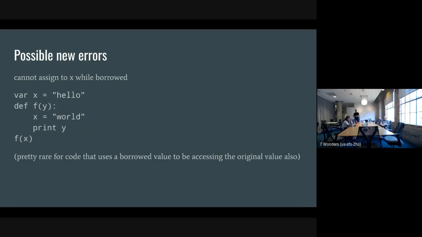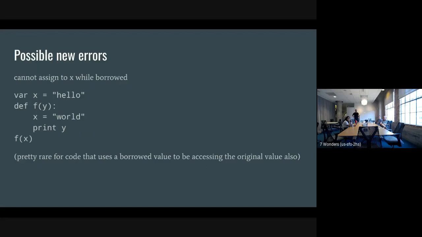So the most real one that you could possibly get is "cannot assign to X while borrowed." An example of this here: we allocate a new X that we own, we pass X, borrowing it, to Y. Y is a borrowed variable. Now suddenly we overwrite X while it's being borrowed, and that would deallocate hello in this case, and then you try to print Y and you're referring to a deallocated value. That of course couldn't work. So in this case, you'll get the error that you can't assign to X.